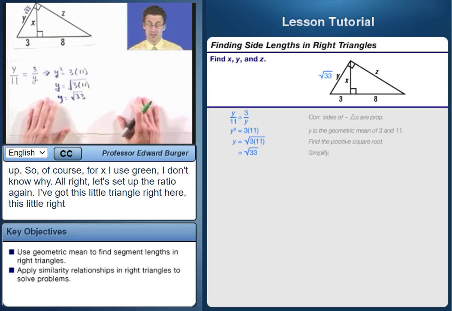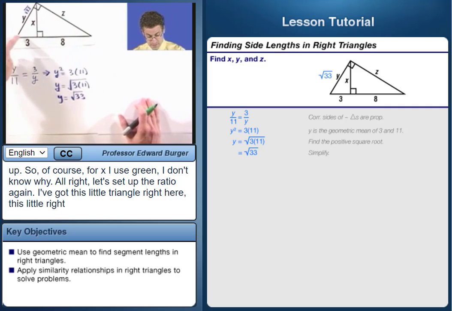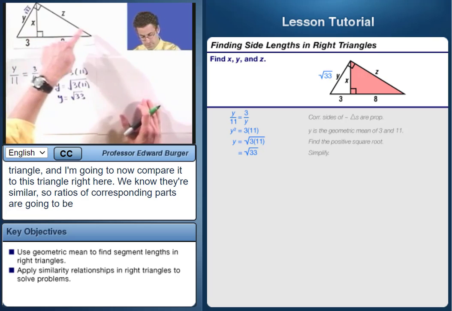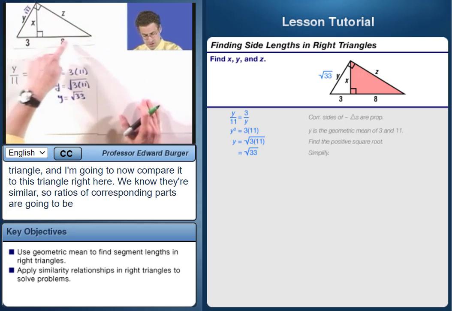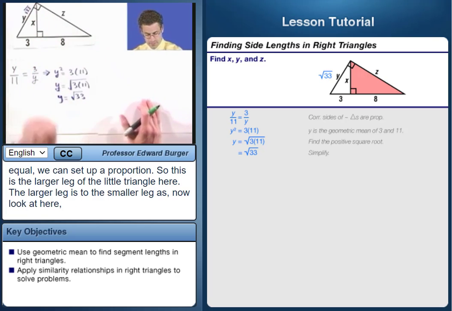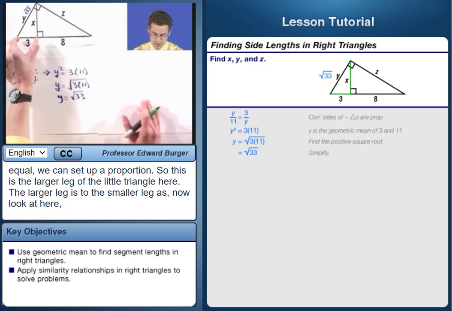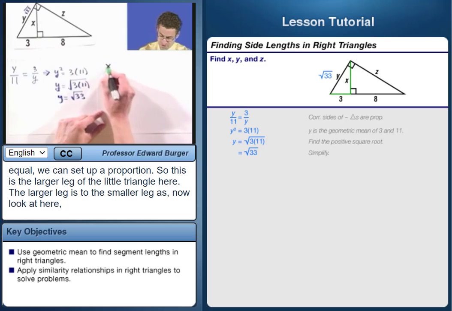So this is the larger leg of the little triangle here. So the larger leg is to the smaller leg as, now look at here, the larger leg is to the smaller leg. So 8 over x. And when I take the cross product, look what happens. I'm beginning to see again a geometric mean.